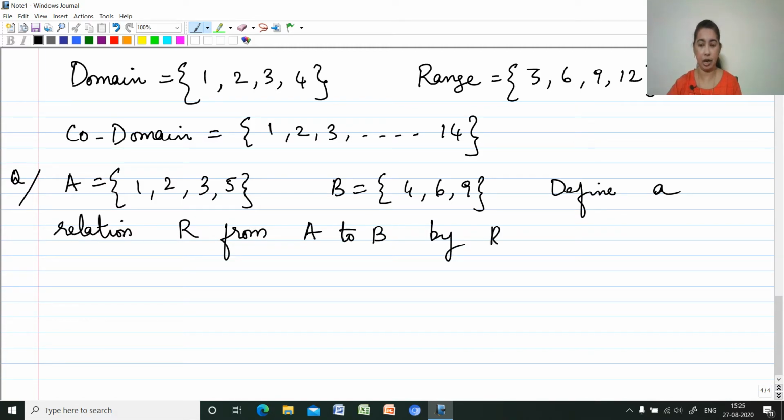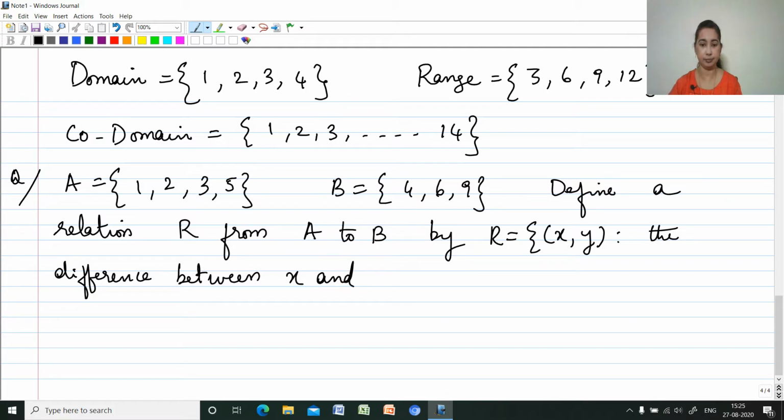by R equals the set of ordered pairs (x, y) such that the difference between x and y is odd, and x is an element of A and y is an element of B. We have to write R in roster form.